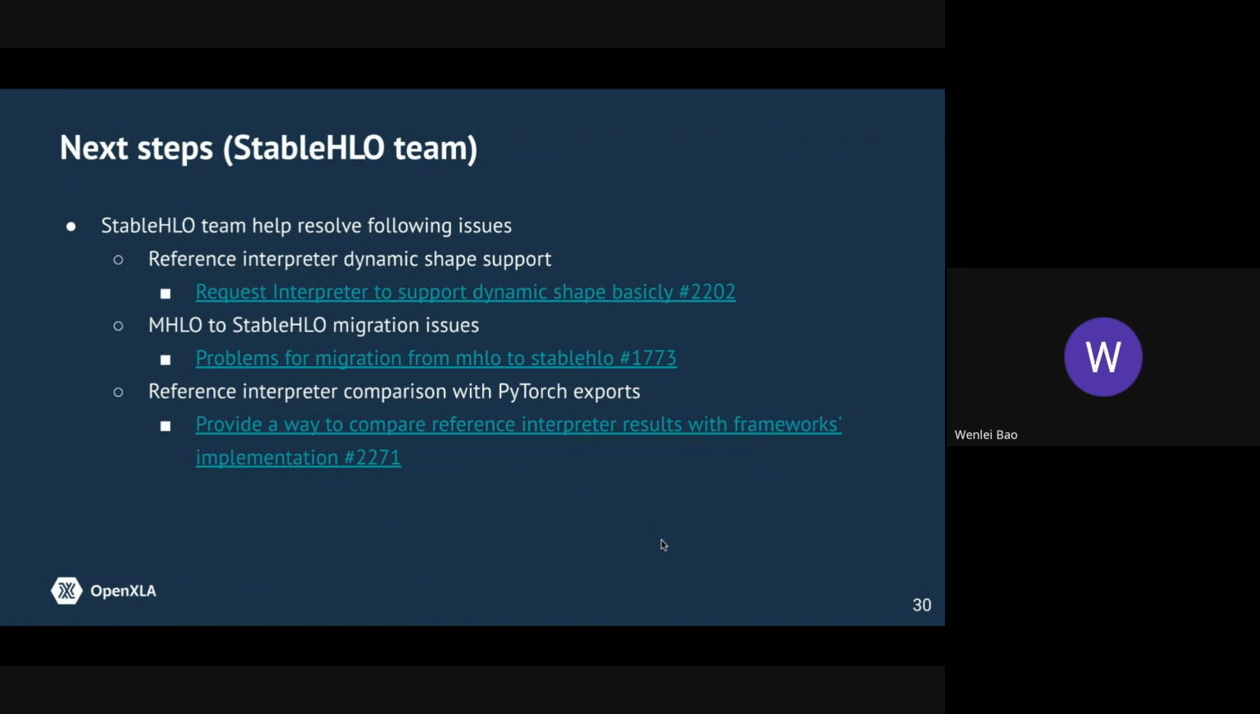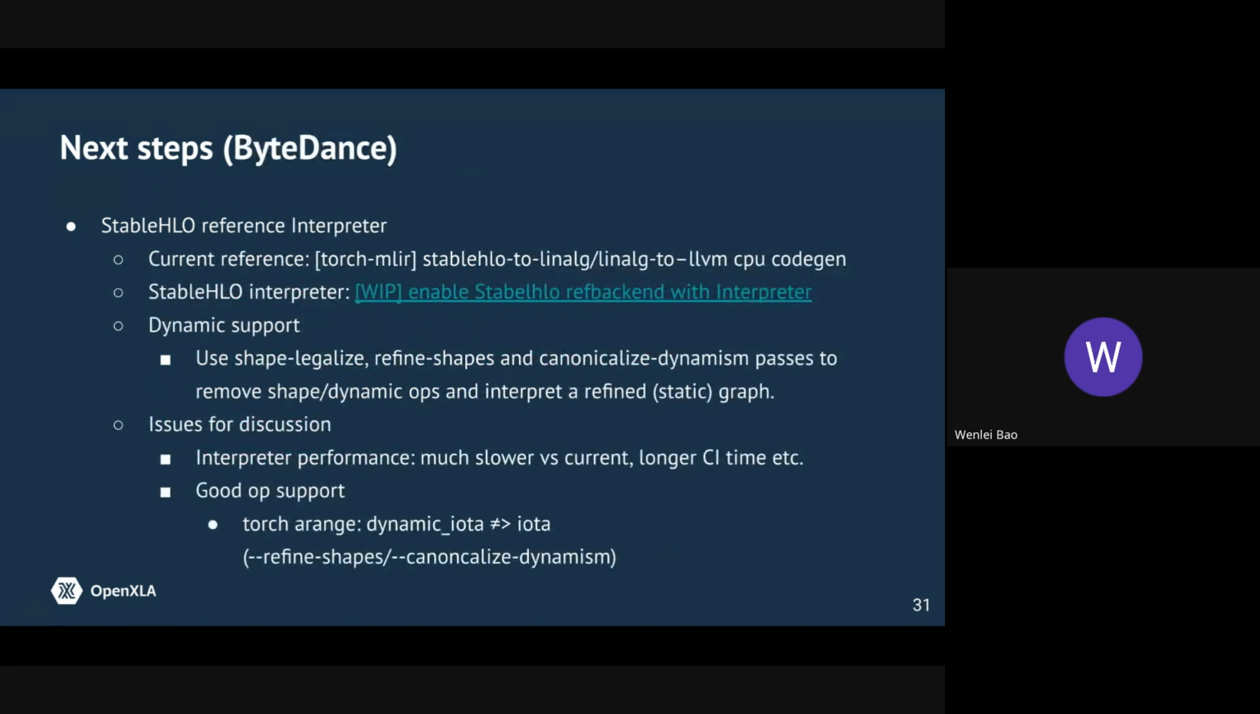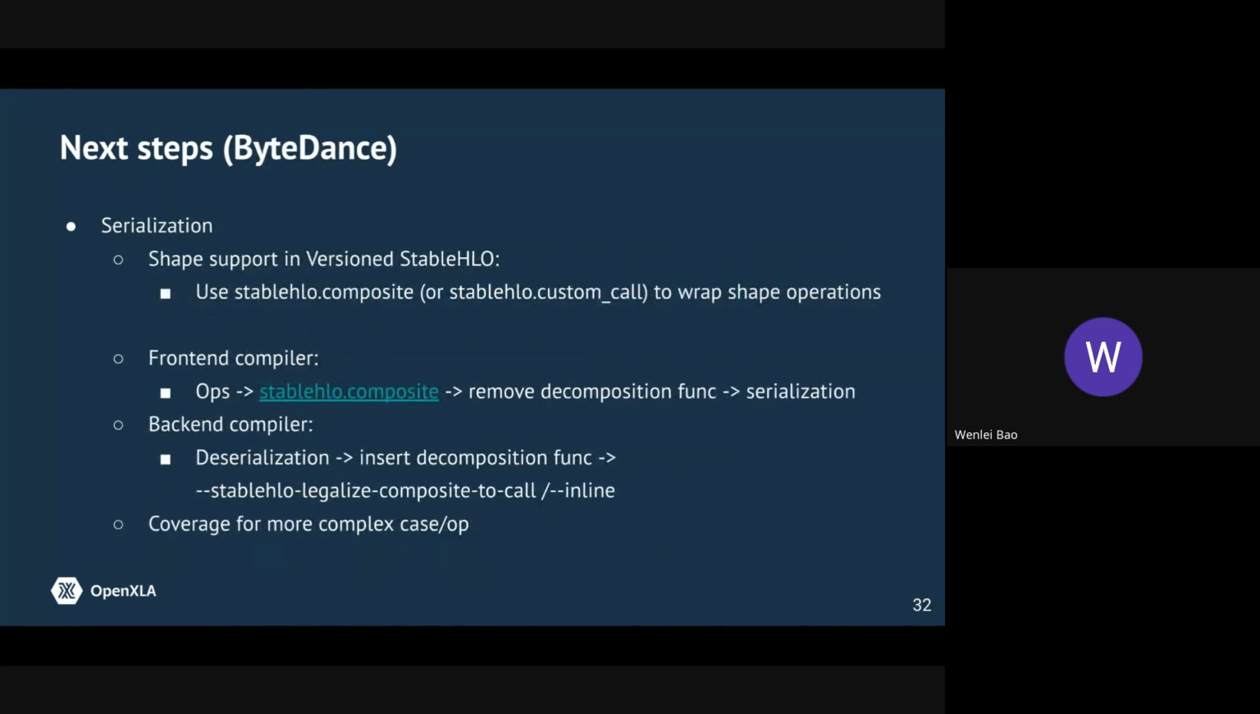Yes, and then for the second part, next slide. This looks like the previous one. Yeah. So for serialization, we got suggestions as well to do shape support in the versioned StableHLO, basically to utilize the composite primitive to express the operations that are not supported. We have experimented with those suggestions, and we find it's promising.